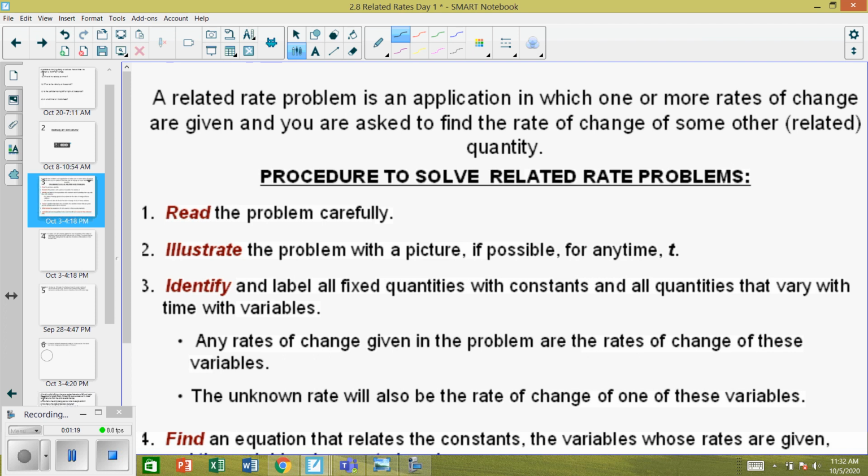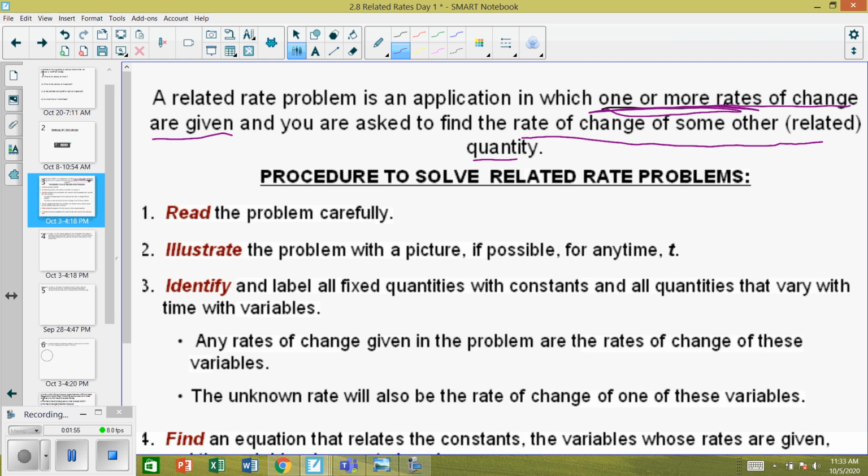So a related rate problem is an application in which one or more rates of change are given, and you are asked to find the rate of change of some other related quantity. Normally the problems we've been dealing with, we just have one rate of change, and that's the rate at which x is changing. Now we're having multiple rates of change given in a problem. And you'll see all the different contexts of how that can happen. We're going to try to come up with some type of equation that can help us solve this out.